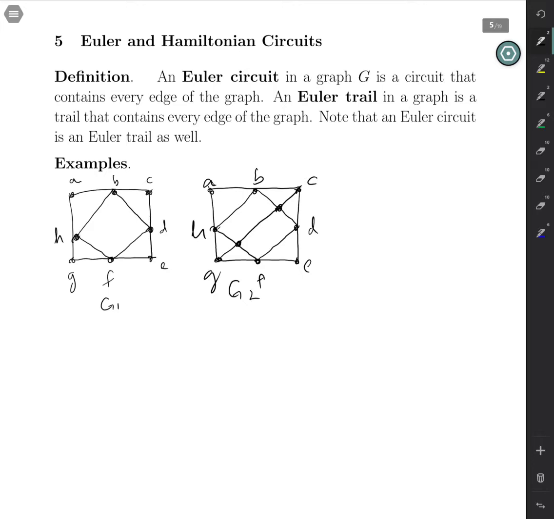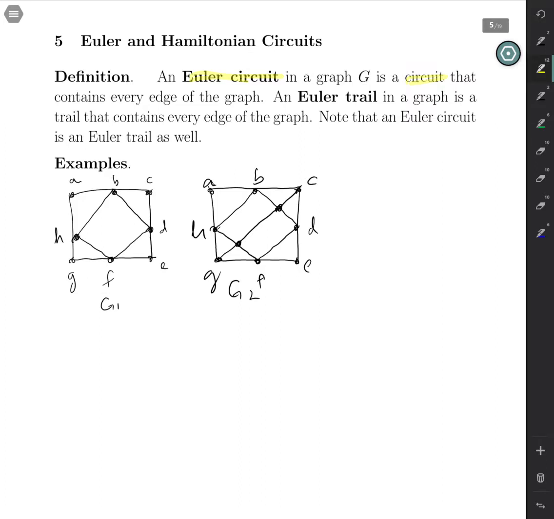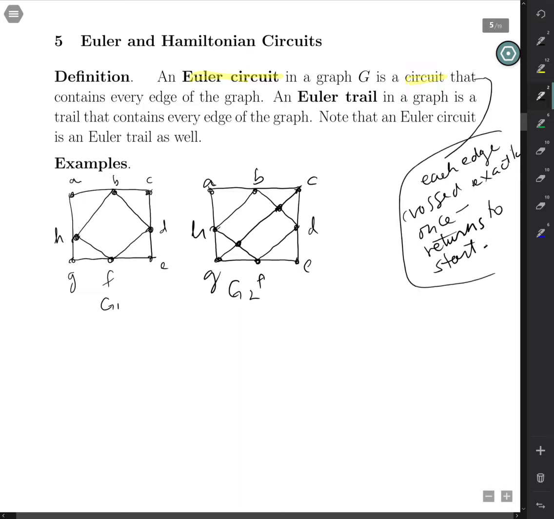Suppose we have a graph. An Euler circuit in a graph is a circuit, which means that it's a closed walk that does not repeat edges, that contains every edge of the graph. So the consequence of that is that it does not repeat edges, but it must contain every edge. So each edge is crossed exactly once, and it returns to the start in so doing. So it ends where it starts, and it crosses each edge exactly once.